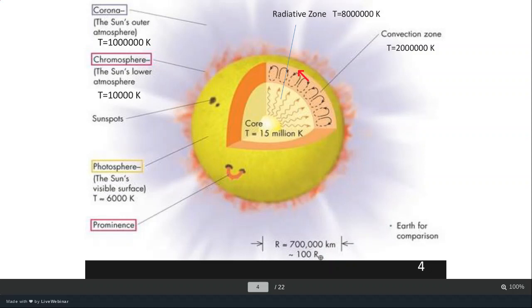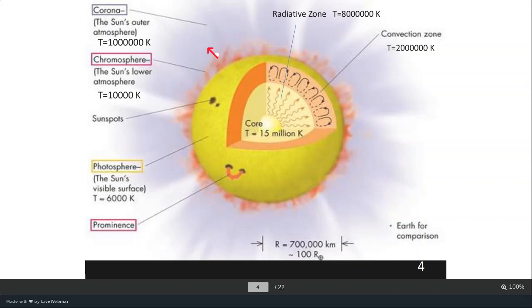Above the convection zone, there exists photosphere. Photosphere is visible to all of us, and it has sunspots. Its temperature is about 6000 Kelvin. Above the photosphere, there exists chromosphere with temperature about 10,000 Kelvin. The outermost part of the sun is called as the corona. It has temperature about 10 lakh Kelvin.